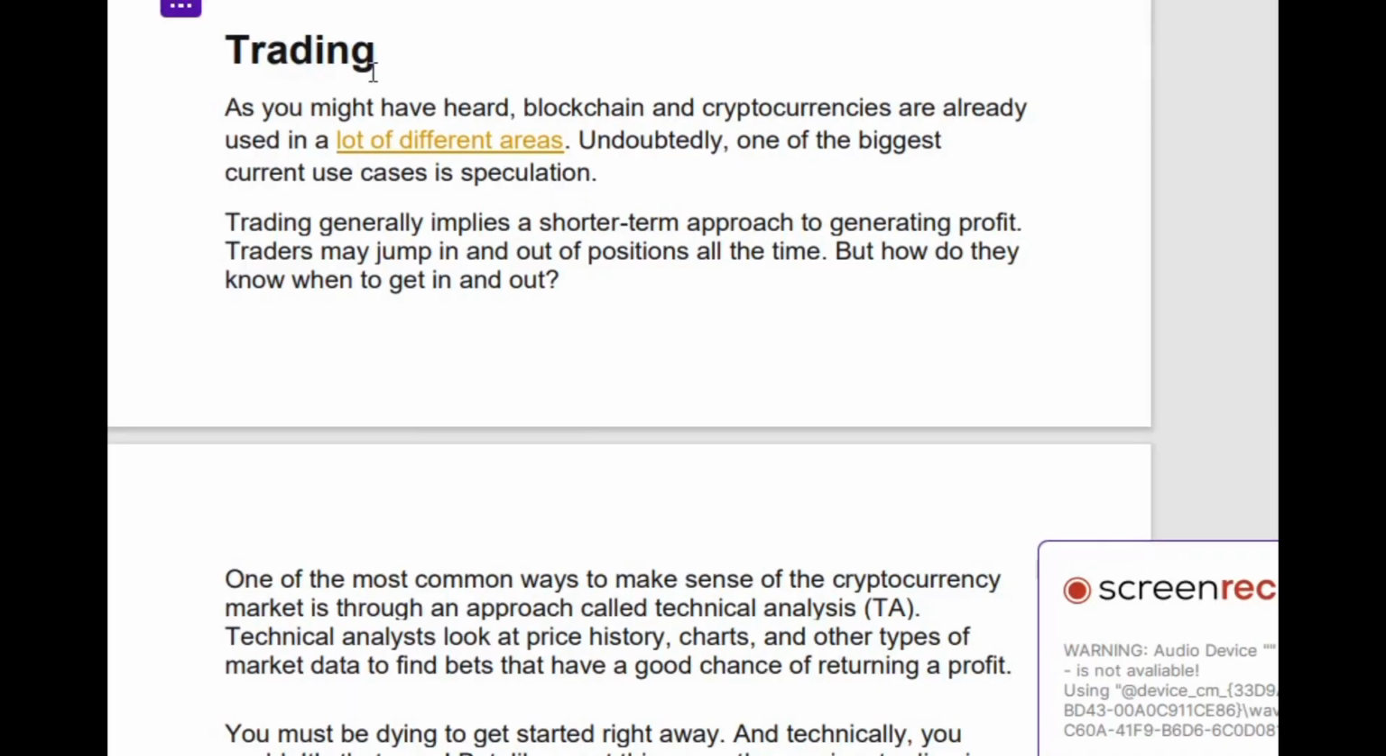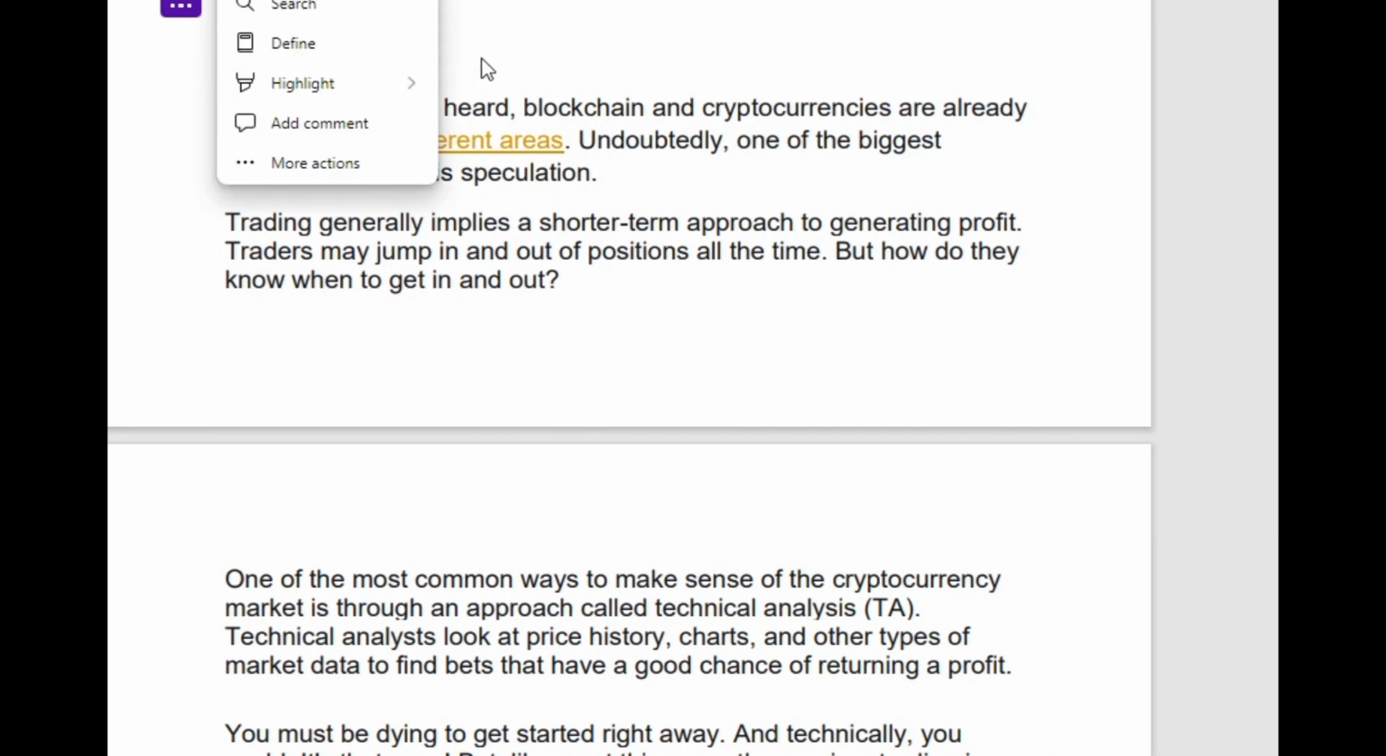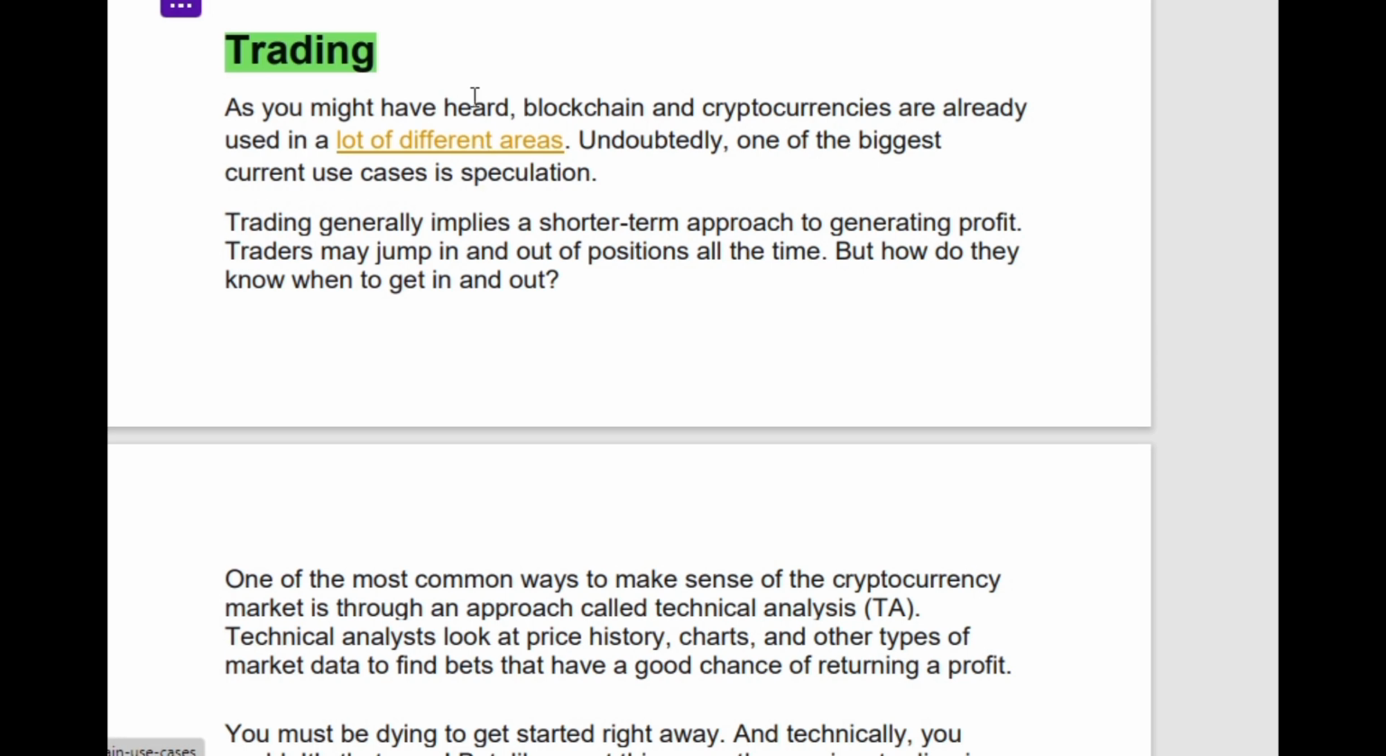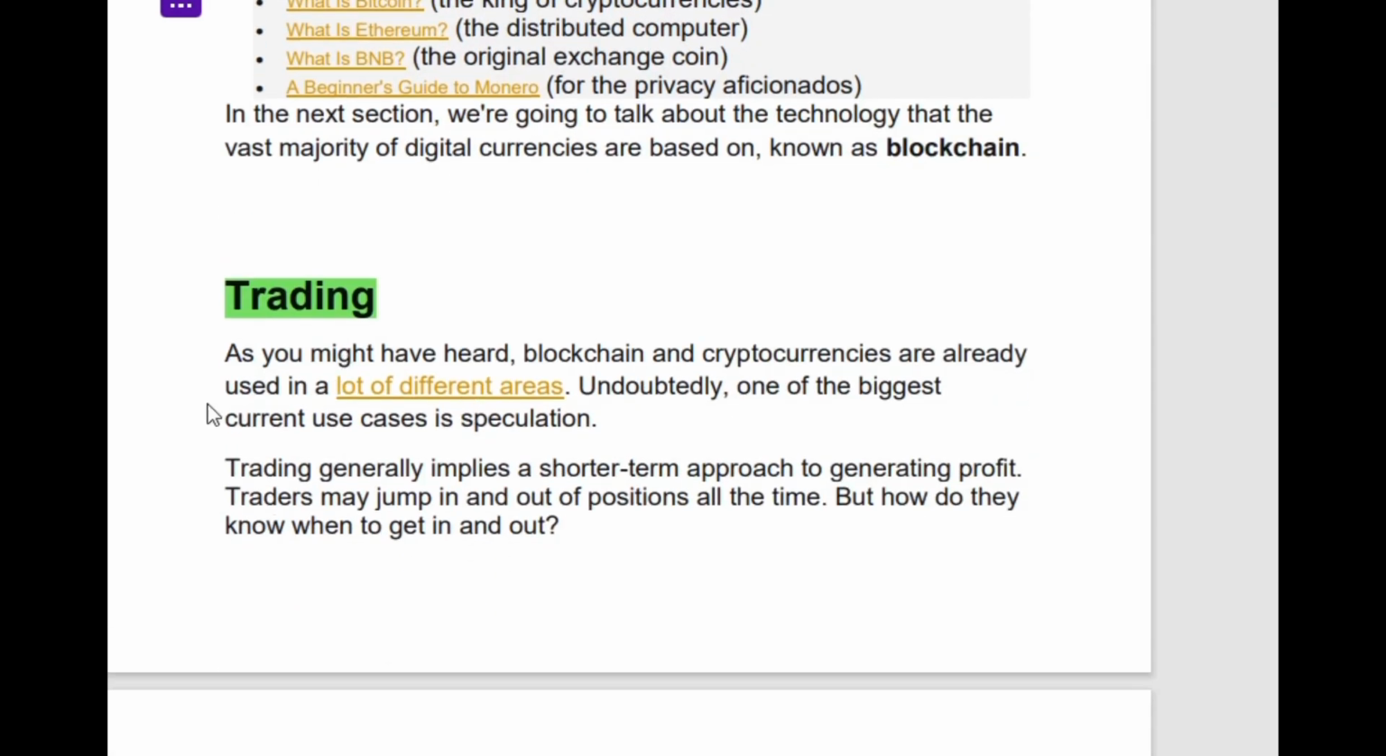So here we discuss trading. What is trading? In trading we had different topics. So, yellow I highlighted. As you might have heard, blockchain and cryptocurrencies are already used in lots of different local areas. Unabundantly, one of the biggest current cases of speculation.